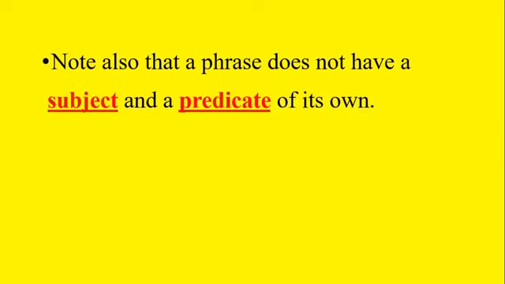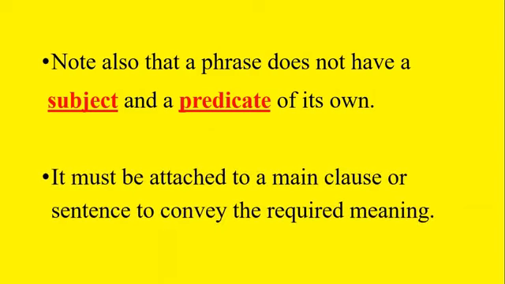Now, note also that a phrase does not have a subject. In all the examples given, there is no subject and it doesn't have a predicate of its own. You won't see that in a phrase. You can only see that in a clause or a complete sentence. A phrase must be attached to a main clause or to a sentence to convey the required meaning. What that means is it cannot have a complete meaning unless it is attached to a clause or to a sentence to convey the meaning intended.